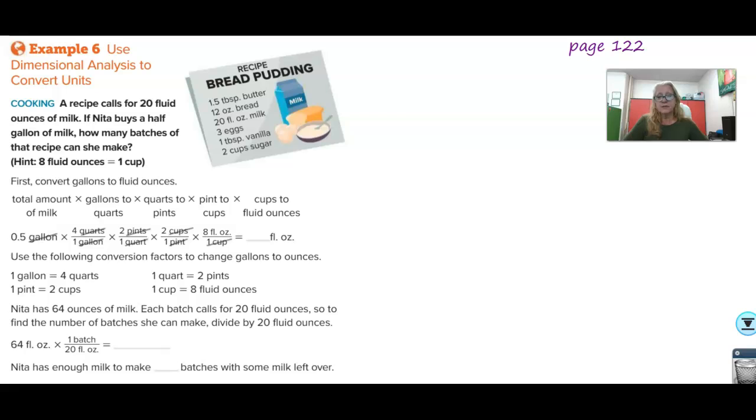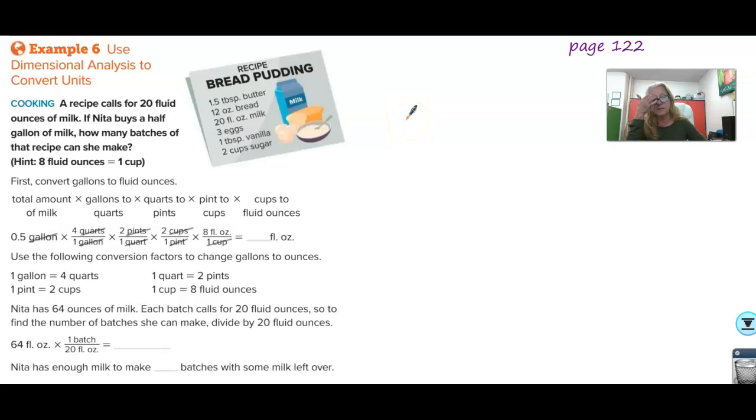Okay, see, here's where their examples start to get a little scary. I don't like it when they put this many words on a page. It kind of is overwhelming. It's overwhelming for me as an adult, and I can't even imagine what you as younger people feel when you see these. A recipe calls for 20 fluid ounces of milk. If Nita buys half a gallon of milk, how many batches of that recipe can she make?